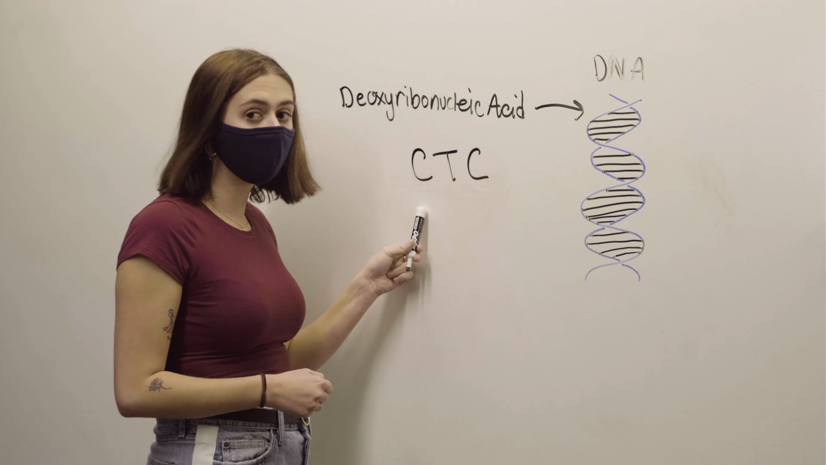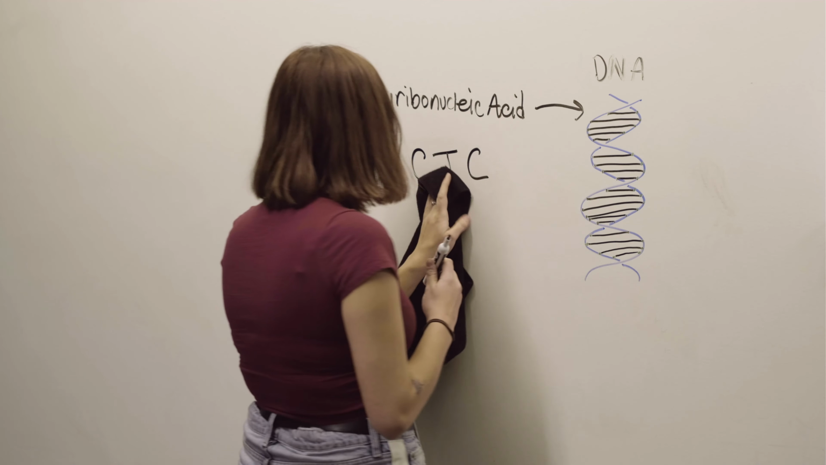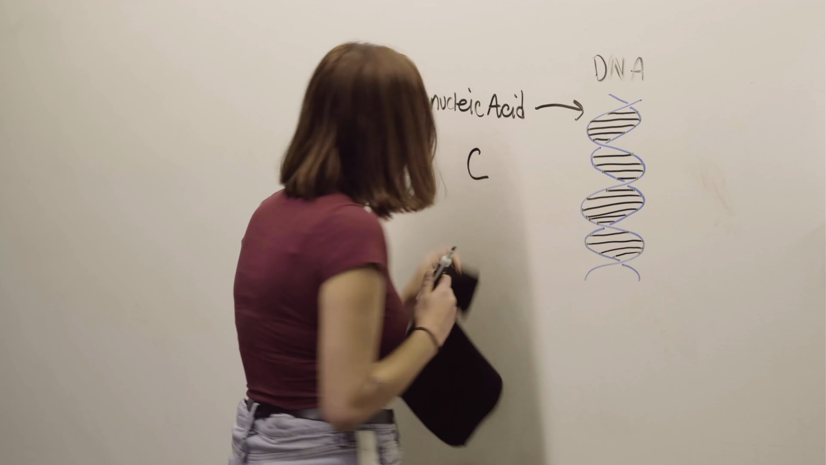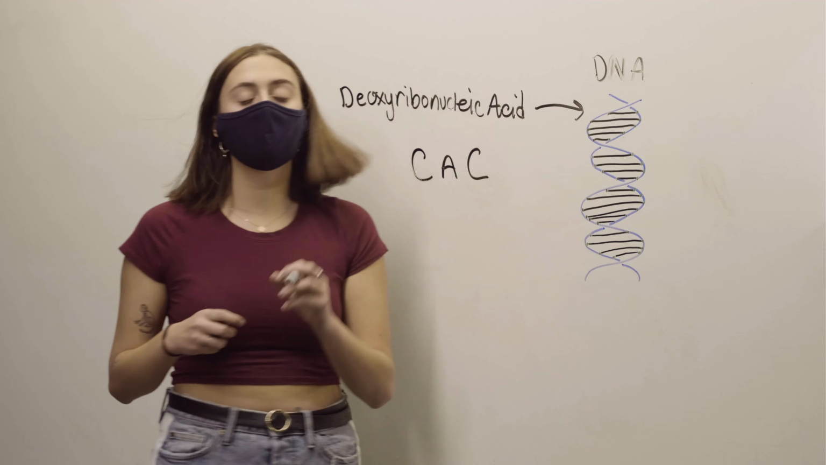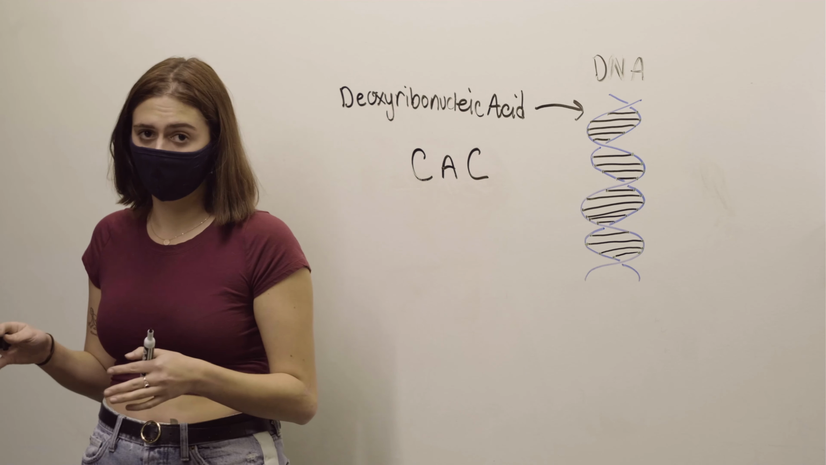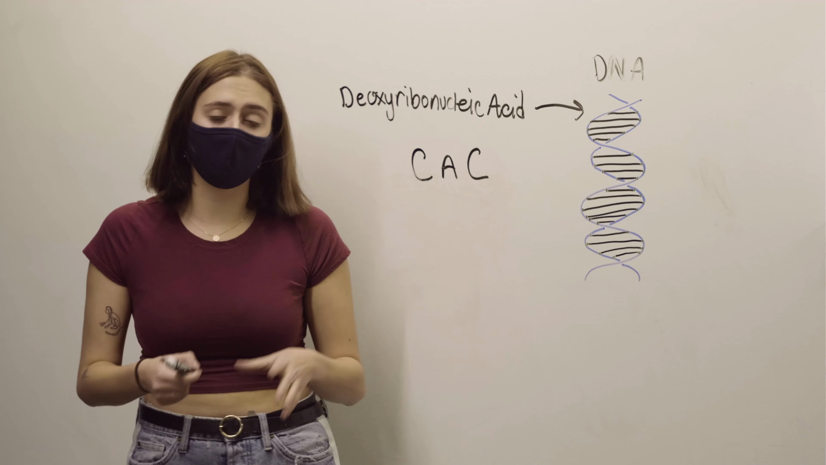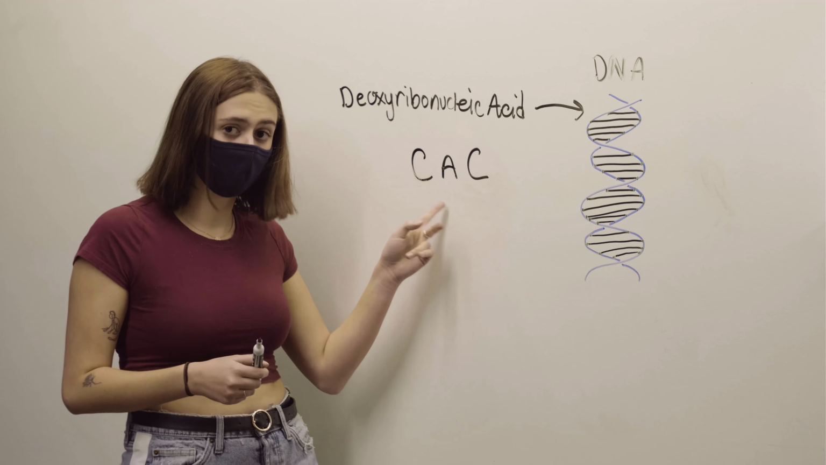CTC, we have a cytosine, a thymine, and a cytosine. Changing just one of these from thymine to adenine results in the amino acid being coded for changing from valine to glutamic acid. This causes sickle cell anemia, which is an extremely harmful disease caused by a genetic mutation just like this.